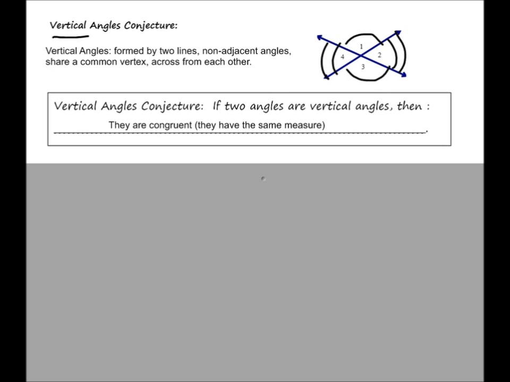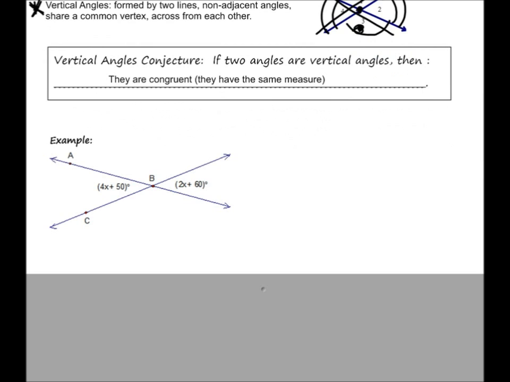Okay, and I also cleaned up the definition over here of vertical angles so that you can add that to your notes as well. We got vertical angles are formed by 2 lines. They're not adjacent. Angle 1 does not share a common ray with angle 3. And they do share a common vertex, that's right here, and they're directly across from each other.